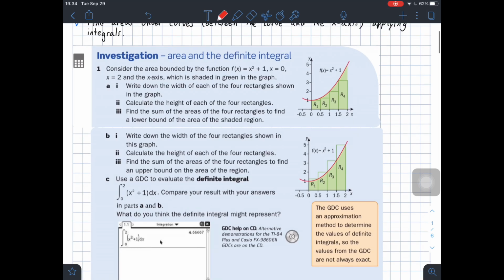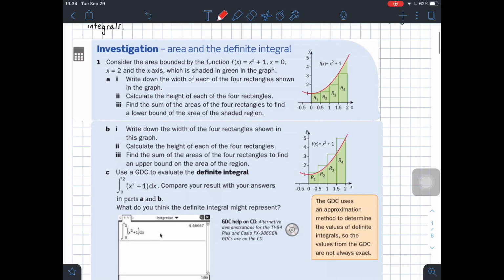Okay, so let's start by doing this small investigation here. It says, consider the area bounded by the function f of x equals x squared plus 1. So this is this red curve over here, right? And the straight line y equals 0, which is actually what this should say, from x equals 0 to x equals 2, which is here, okay? So basically we're looking for this green region over here.